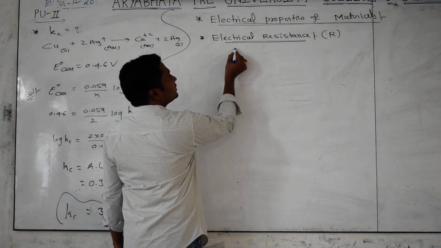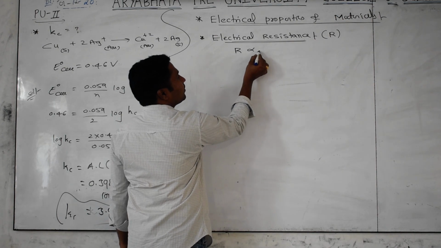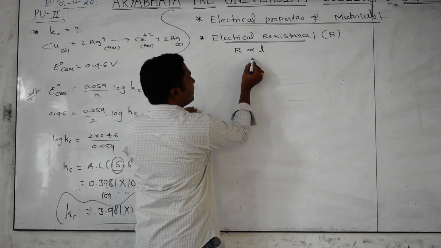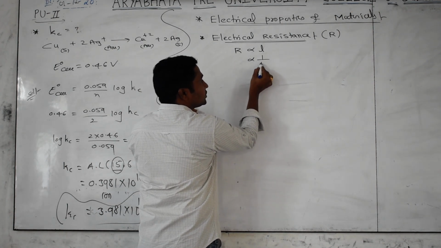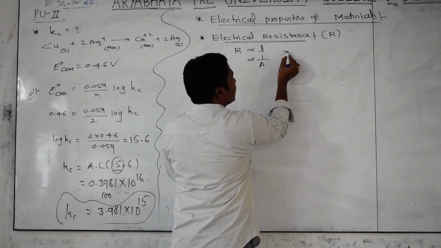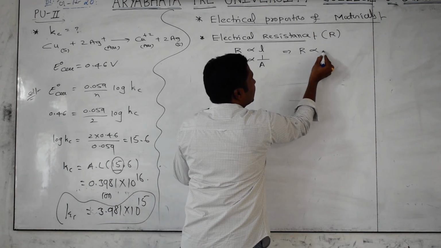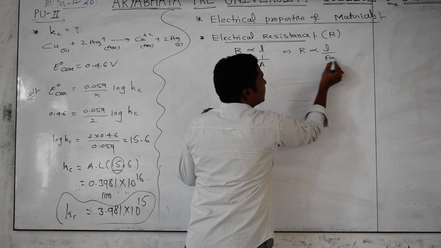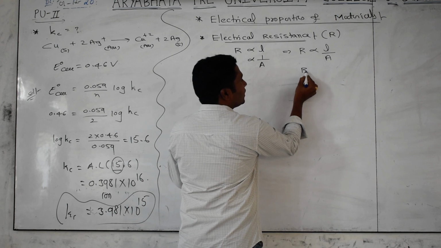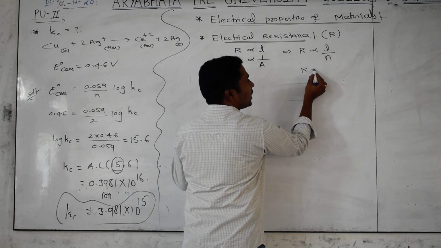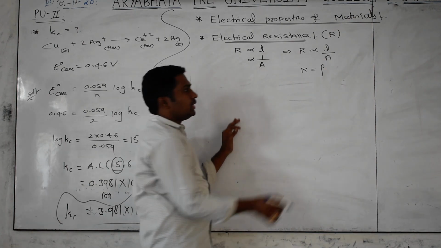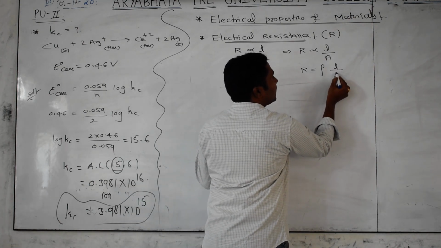The electrical resistance of any material is directly proportional to the length of the body and inversely proportional to the cross section area of the body. From these two, what can we write? R is directly proportional to length and inversely proportional to cross section area. I want to remove the proportionality, so we write one proportionality constant: R equals rho into L by A.